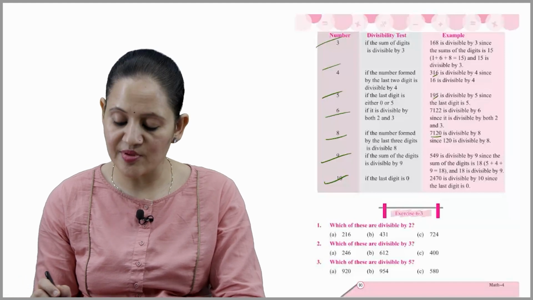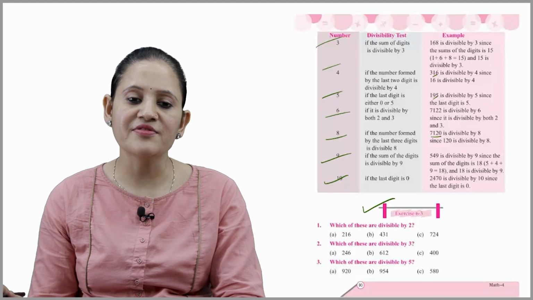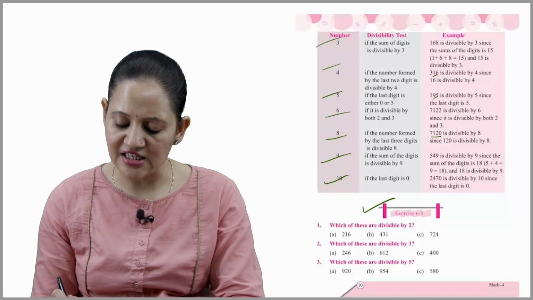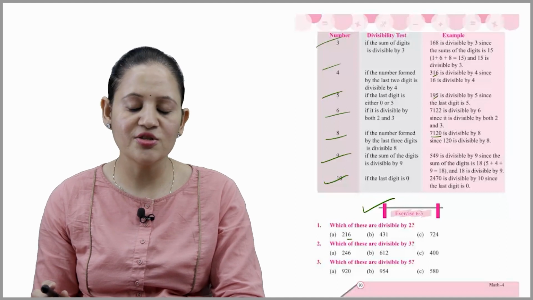Next is exercise 6.3. Which of these are divisible by 2? 216, the digit at one's place is 6, so it is divisible by 2.